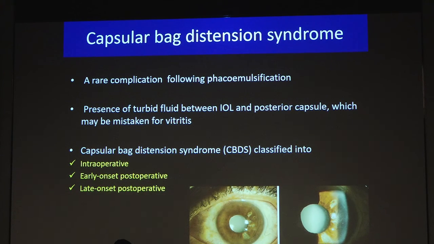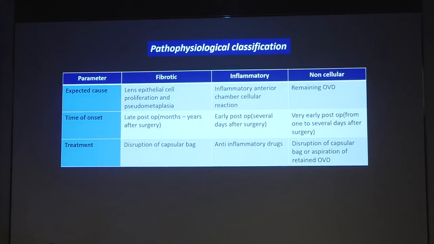The second complication is capsular distension syndrome. Basically, it is nothing but a turbid fluid which occurs between the IOL and the posterior capsule. There are three classifications: intraoperative capsular block distension syndrome, early onset, or late onset.